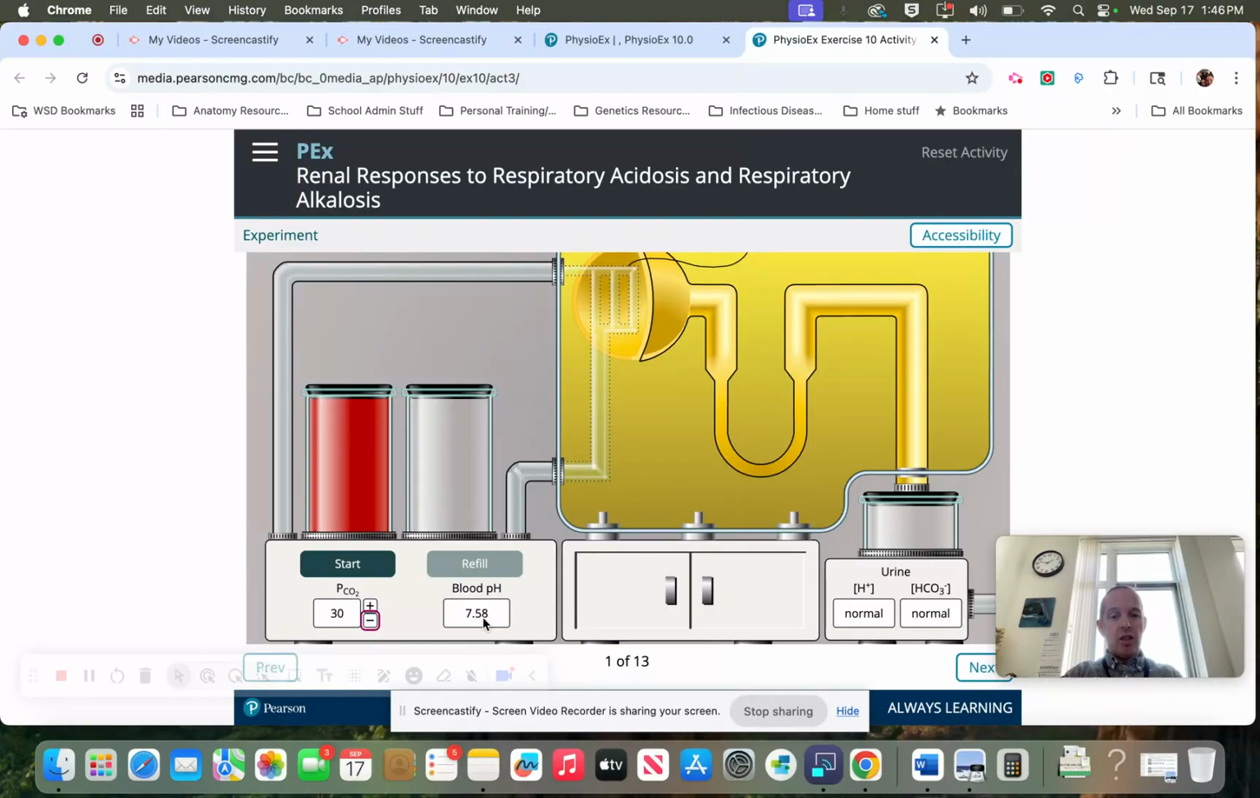Now you notice that immediately the pH went up. So now we're in a state of respiratory alkalosis, which might occur when you hyperventilate. And so we want to see how the kidneys are going to compensate for that. So we're going to run this through.